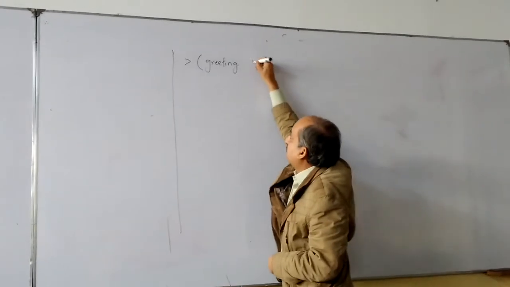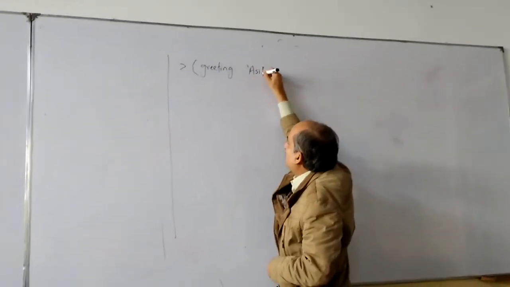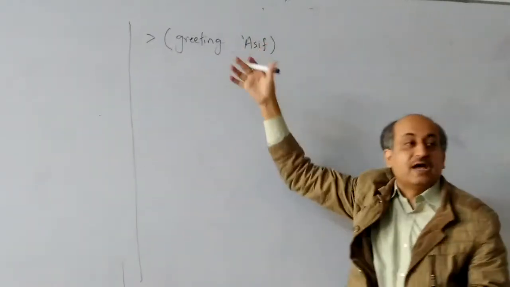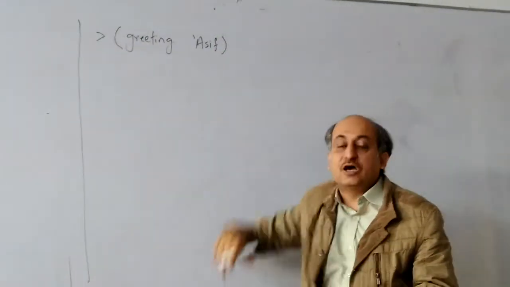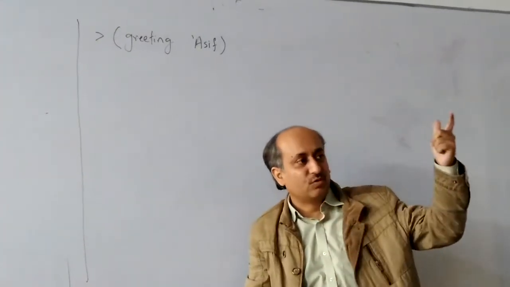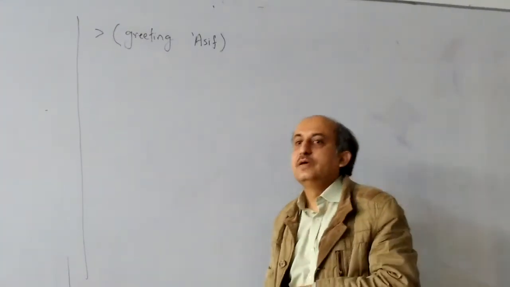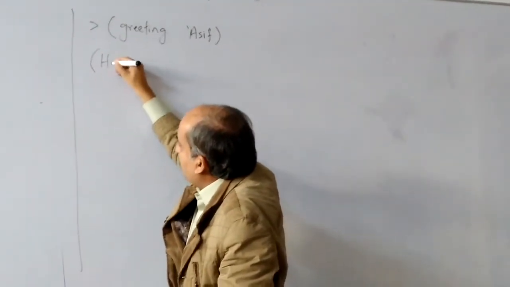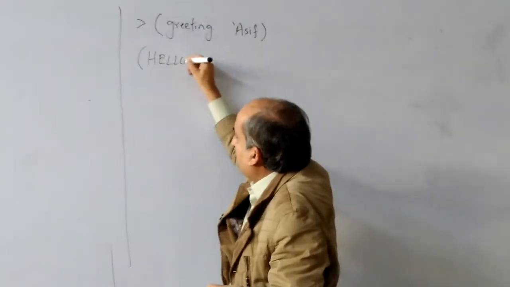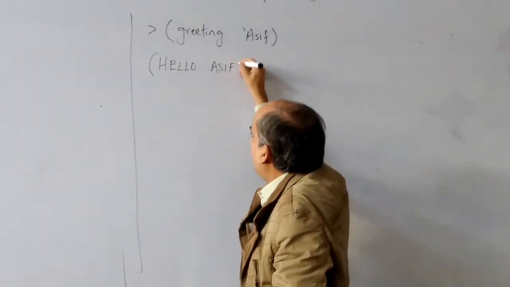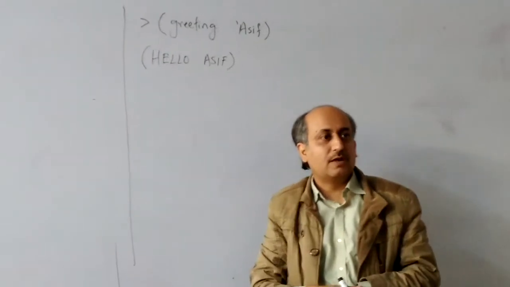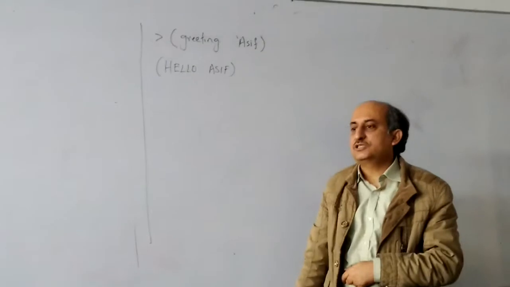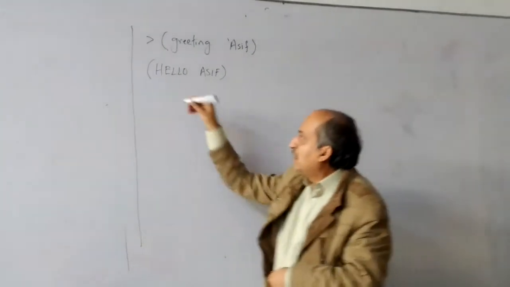Suppose we write Asif. Since Asif is a symbol, I should write a single quote on it, so that before applying the function, the actual argument should be the symbol Asif. The quote will be removed, and the actual argument will be the symbol Asif. The greeting function should return the message hello and Asif within a list. Similarly, if I pass Kashif, hello Kashif will be returned in the list.